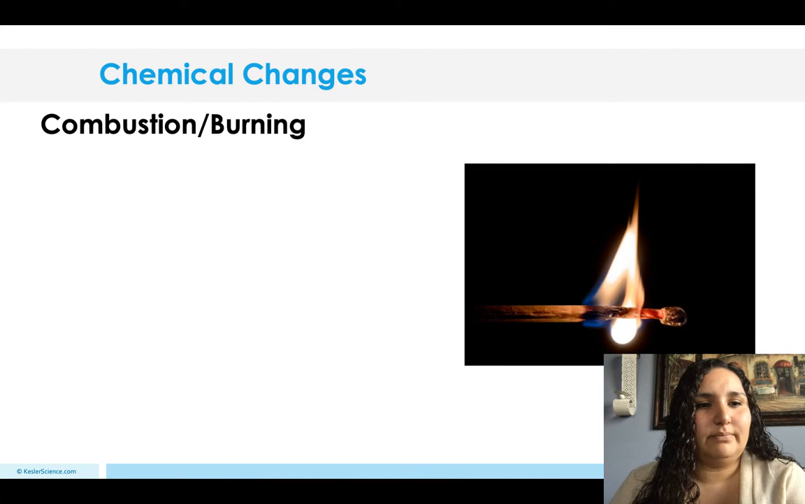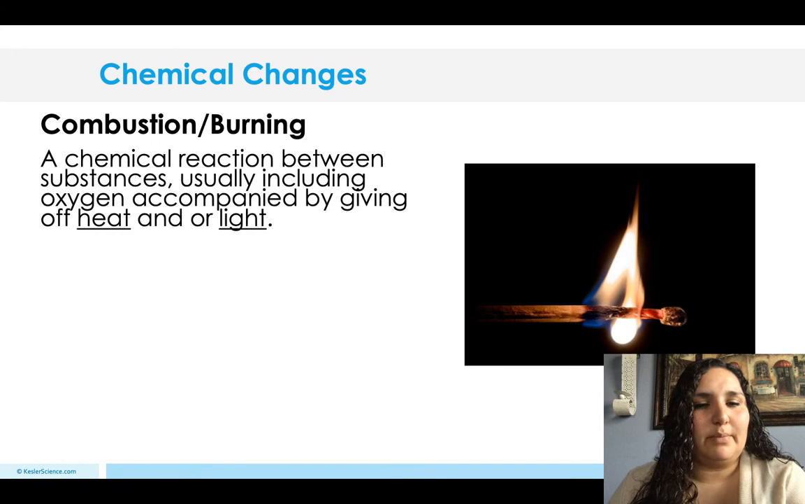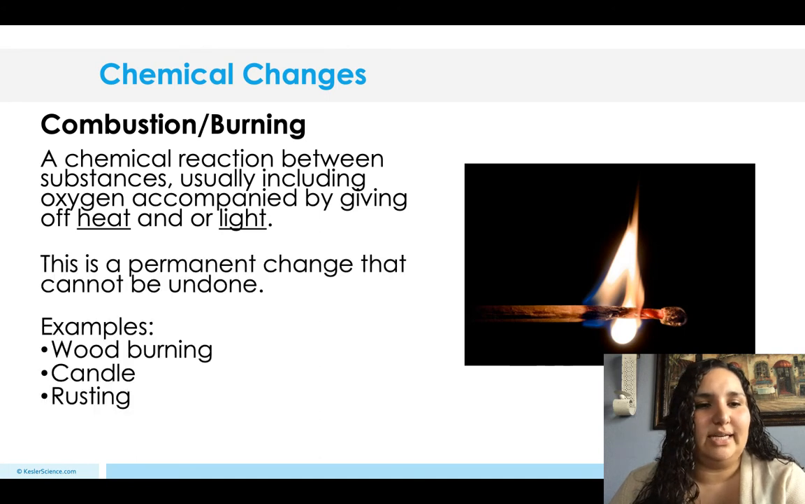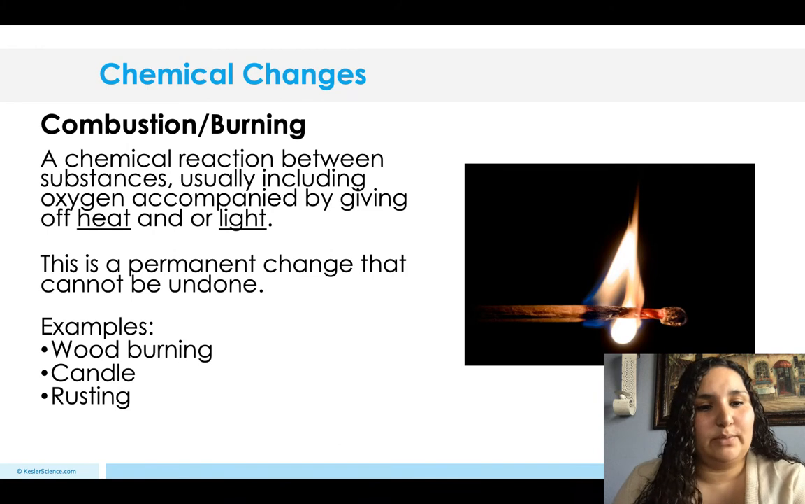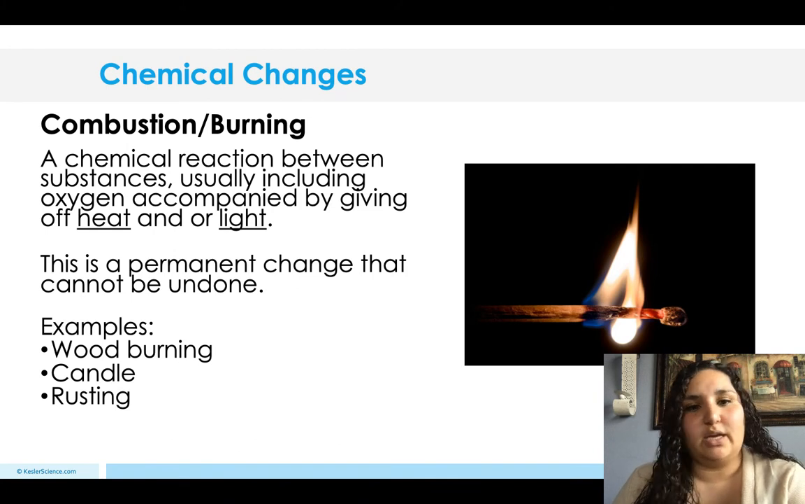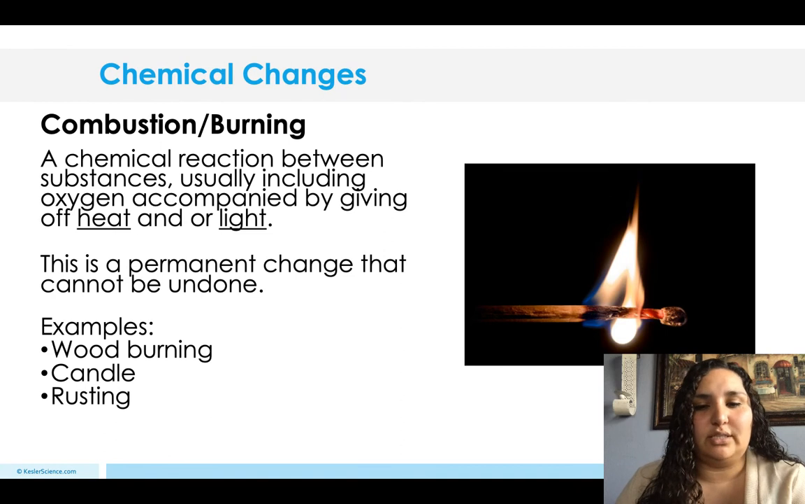Combustion or burning: a chemical reaction between substances, usually including oxygen, accompanied by giving off heat and or light. So if you have that production of light. This is a permanent change that cannot be undone. For example, when you burn wood, you can no longer get your original substance back. A candle burning or rusting. Once again, you cannot get the original substances back.